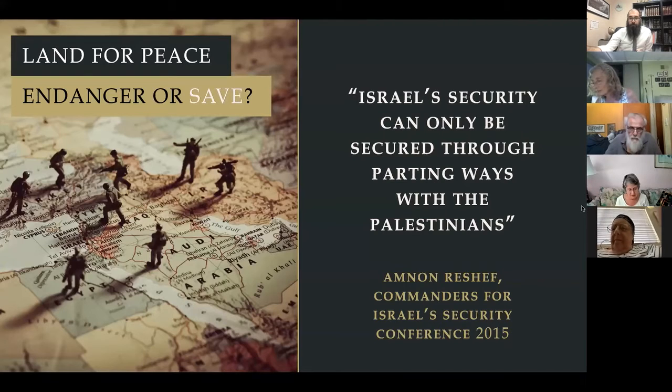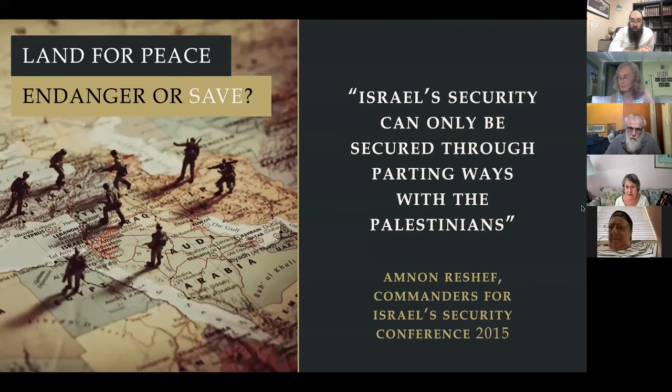And Joanne, since you're unmuted, why don't you read them for us? Text 9a and text 9b, both military commanders, and we'll see that there's two sides to the coin. Go ahead. The first one is Amnon Reshef. Israel's security and her Jewish democratic nature can only be secured through parting ways with the Palestinians. This is a national security interest of the highest order. The agreement with the Palestinians will be based on the two states for two nations principle and founded on the 1967 borders.